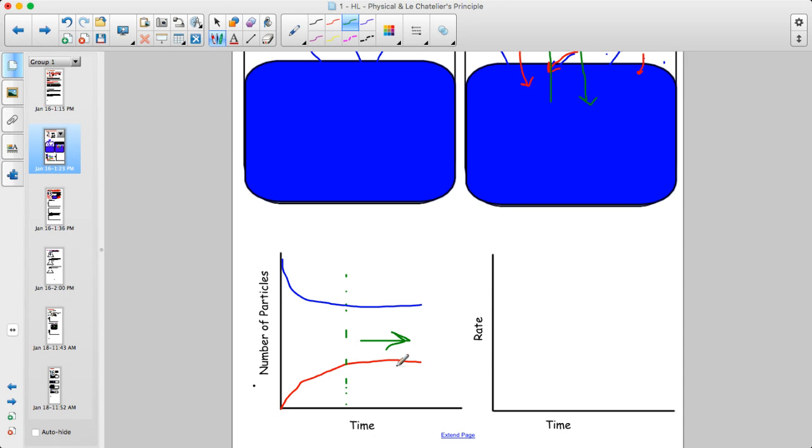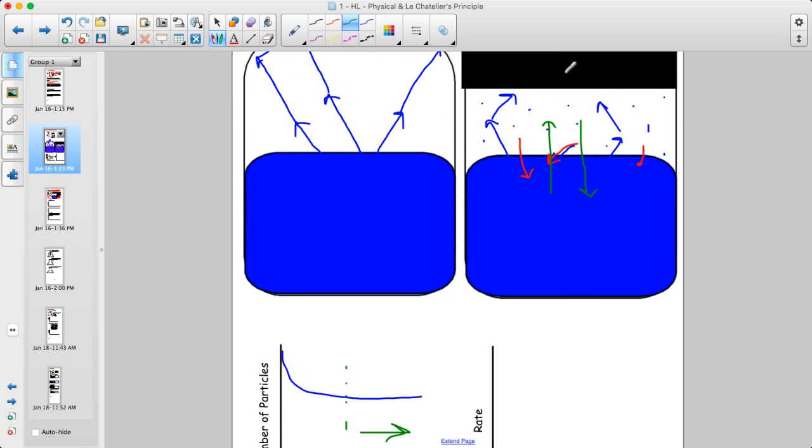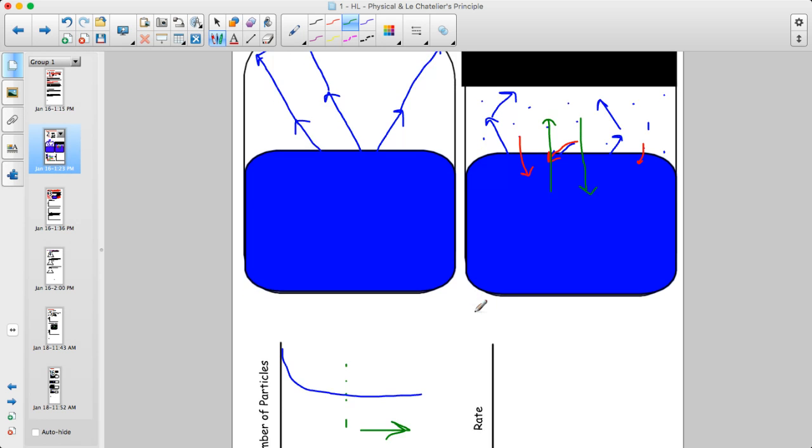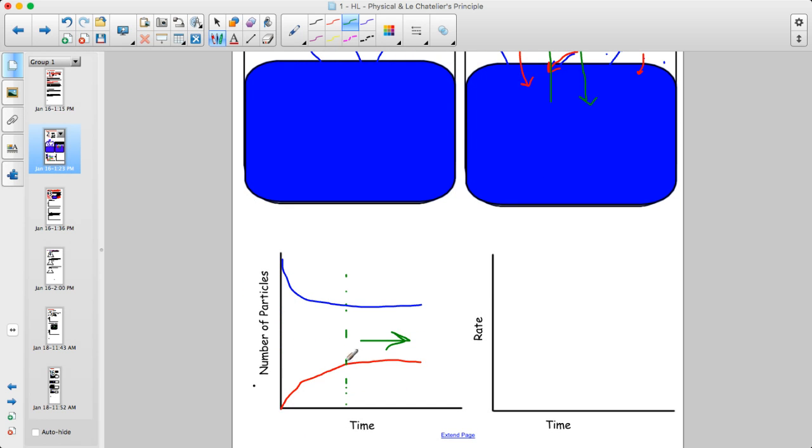Because now we can see the amounts aren't changing, and the amounts aren't changing because you have equal and opposite rates occurring. Notice the amounts of particles in each phase are not equal. They don't have to be equal in equilibrium. Only the rate of change between the two different things is what's equal. So the number of particles is not equal.